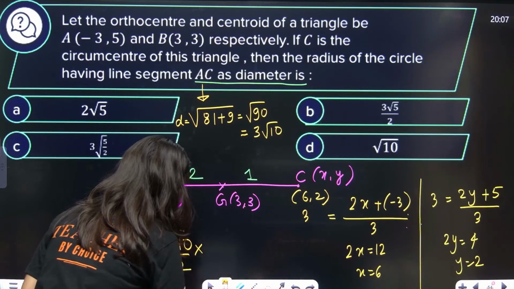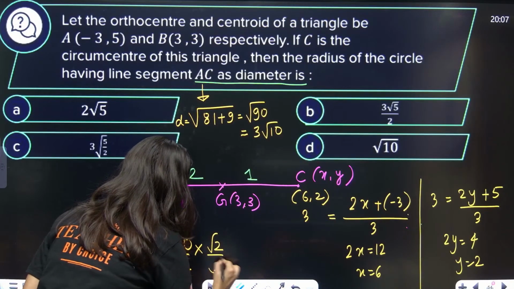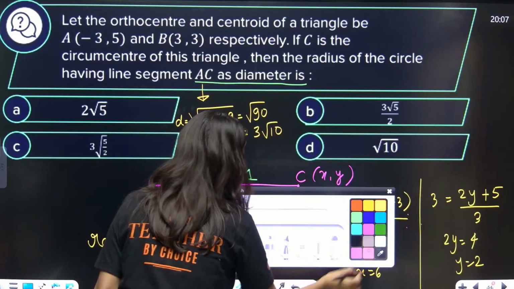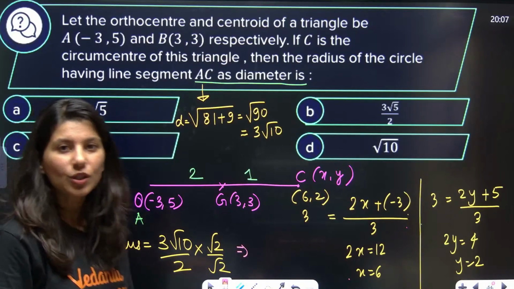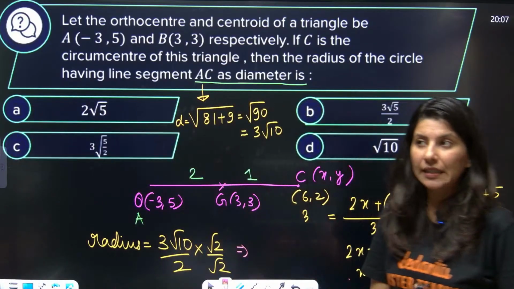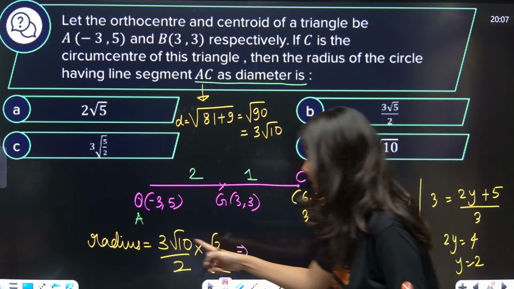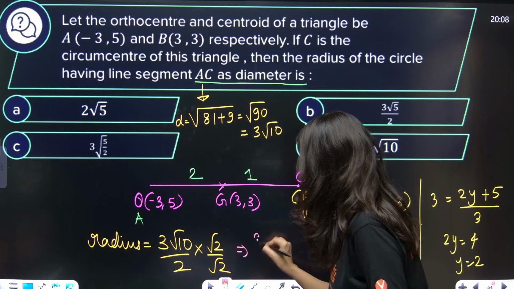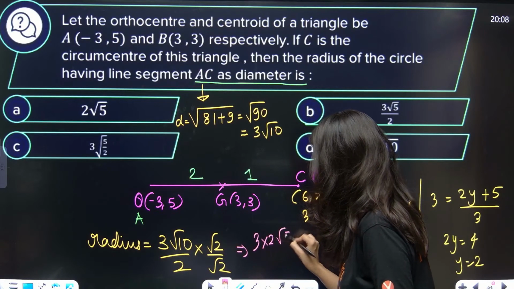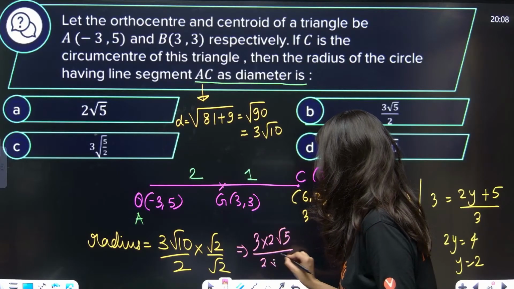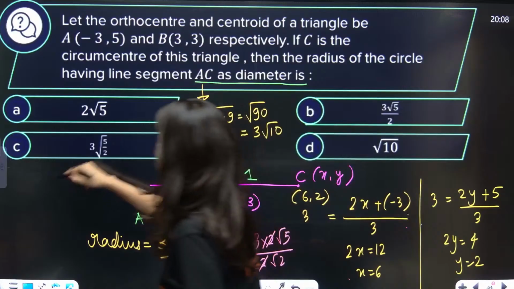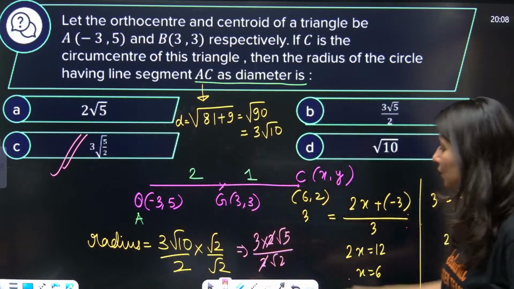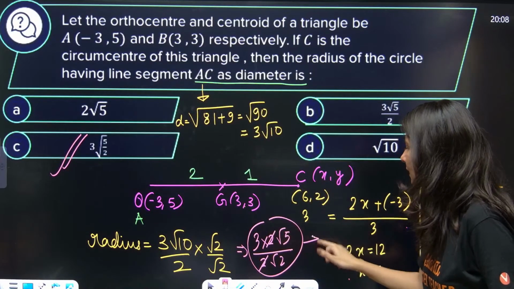3 root 10 by 2, I can't see that in the options. So what you can do is multiply by root 2 by root 2. Correct? So if root 2 by root 2 is there, 10 root 2 is root 20. Now root 20 is nothing but 2 root 5. So 3 into 2 root 5 upon 2 root 2. 2 cancels, 3 root 5 by root 2. So option C, 3 root 5 by root 2, is absolutely correct.